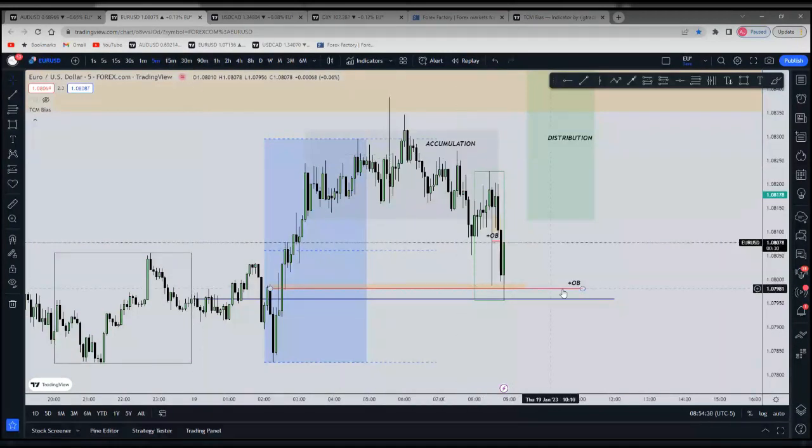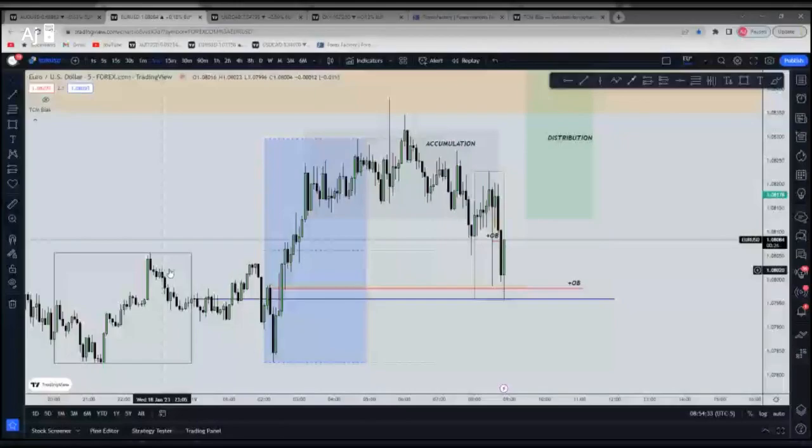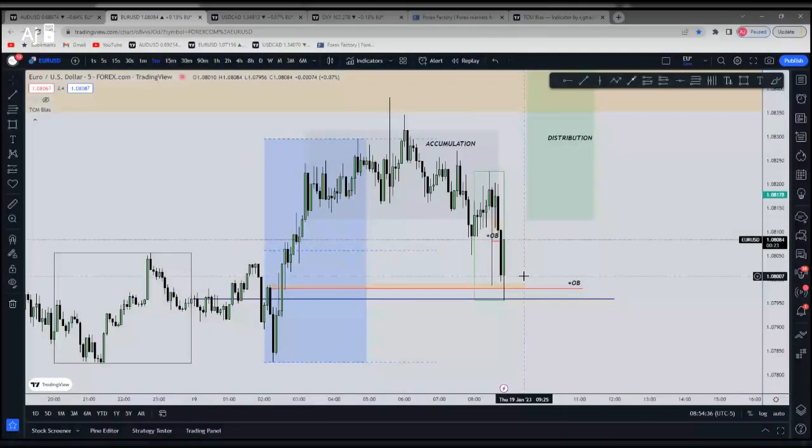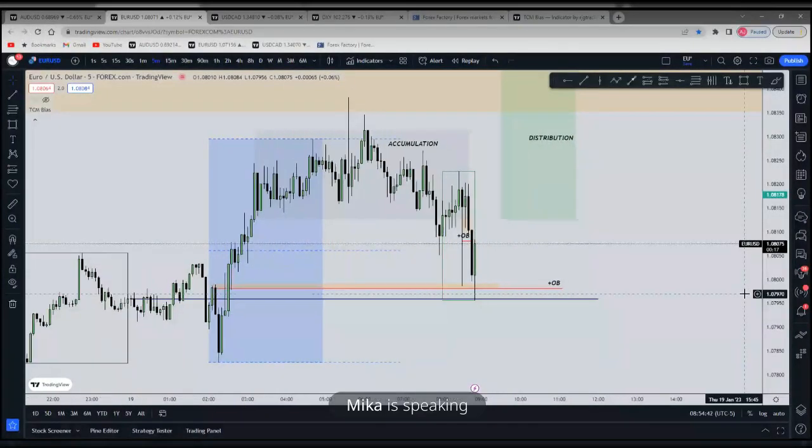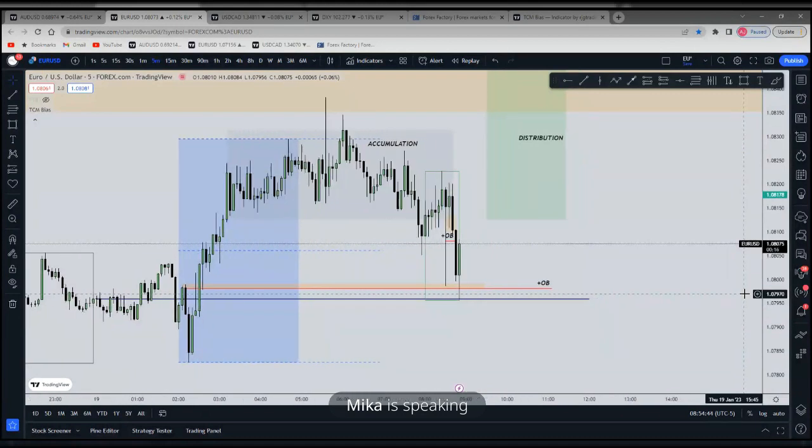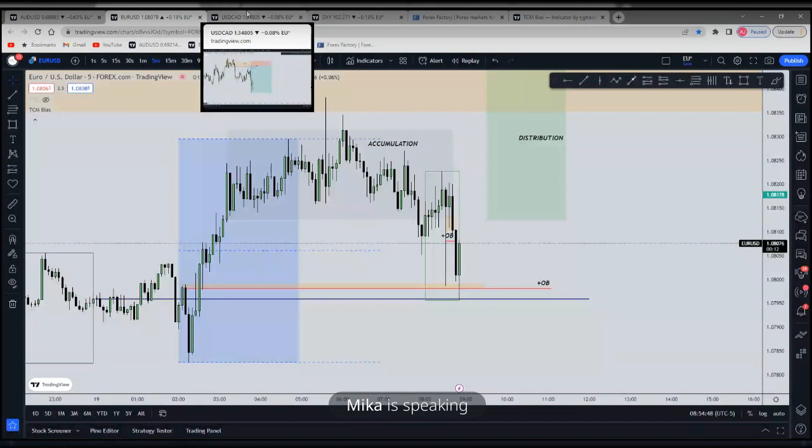But you can see it came down to the daily open. This is the daily open right here, daily open price, and you can see it touched it to the pip and went up. Remember, at or below opening price is where you want to buy, and at or above is where you want to sell.